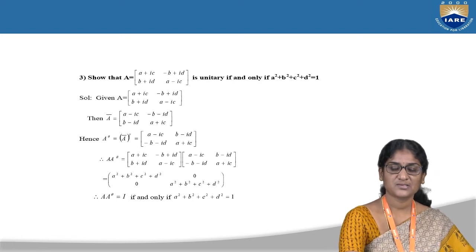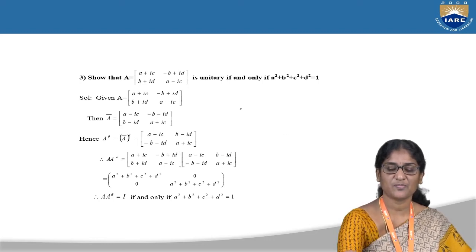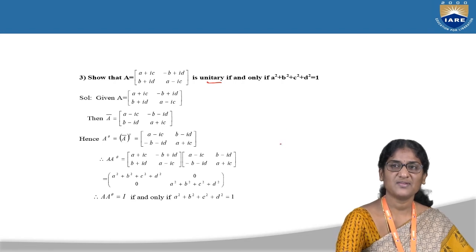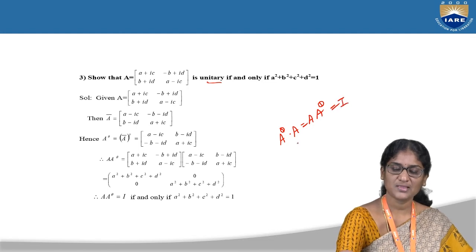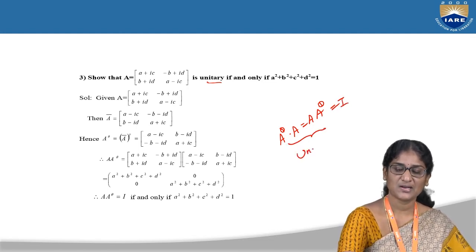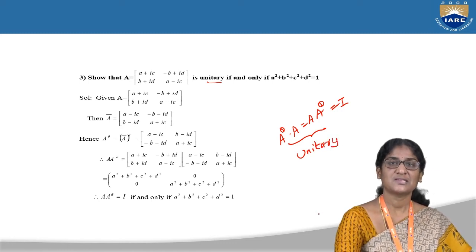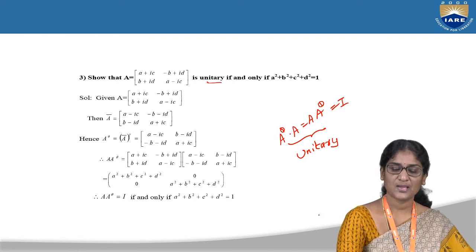Now, next question. Show that the matrix A, which is equal to [A plus iC, minus B plus iD; B plus iD, A minus iC], is unitary. What is this property, unitary? In the previous session, I discussed that if A to the power of theta into A is equal to A into A to the power of theta, which is equal to I, then you can call this matrix a unitary matrix. Just like an orthogonal matrix, a unitary matrix is a property of a square complex matrix.